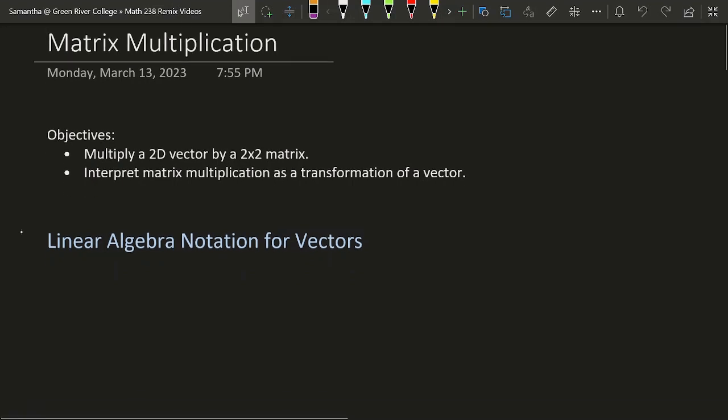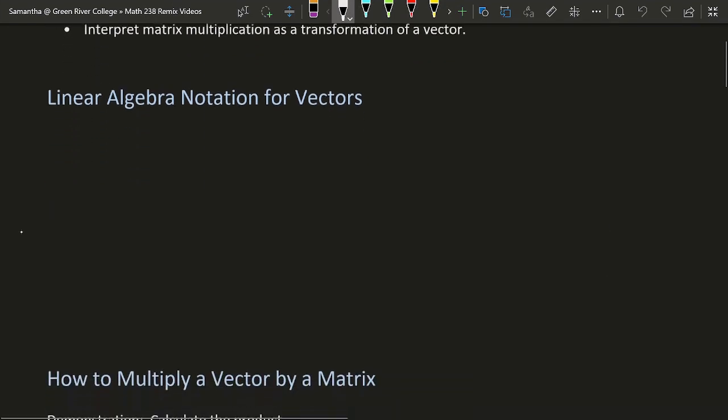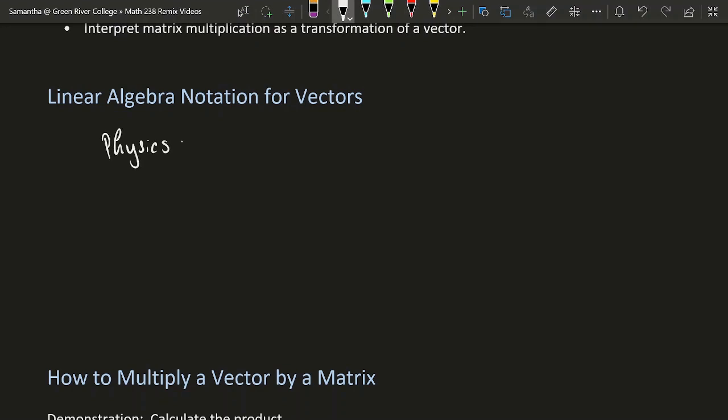Now, to get started talking about matrix multiplication, I would like to familiarize you with the way that vectors are denoted in linear algebra. In physics, a two-dimensional vector is usually denoted using the standard basis vectors i hat and j hat. In calculus, by contrast, that same two-dimensional vector would be denoted using angle brackets, angle bracket 2, 3.